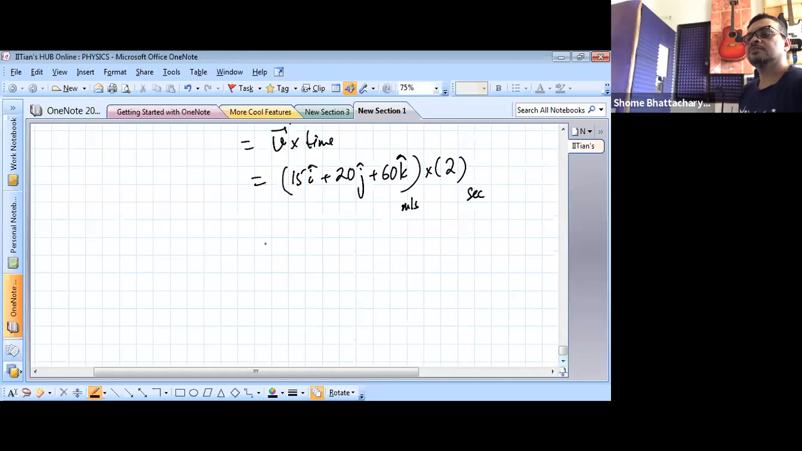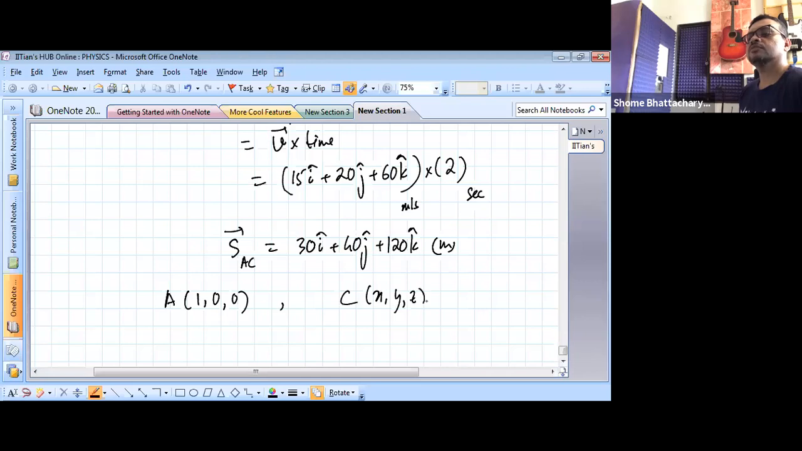So that displacement is 30 i cap plus 40 j cap plus 120 k cap, in meters. This is the displacement from A to C. Now A is the point (1, 0, 0). So C is the point (x, y, z), which we have to find out. So x will become how much? It is going from 1 to a displacement of 30 i cap. So 1 plus 30 will become 31.